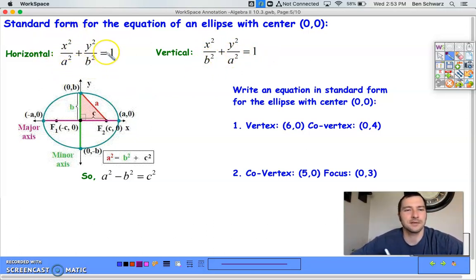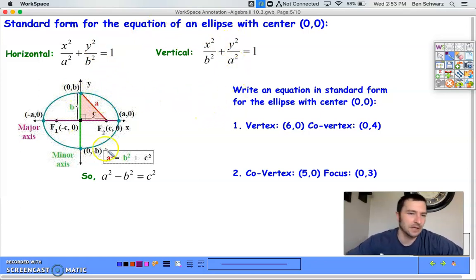So on a horizontal ellipse, that means your a's, your vertices, go horizontally. So that's why here the vertices are with x. If it's vertical, your vertices have to go with y. The a needs to go with y. So that's the difference there.